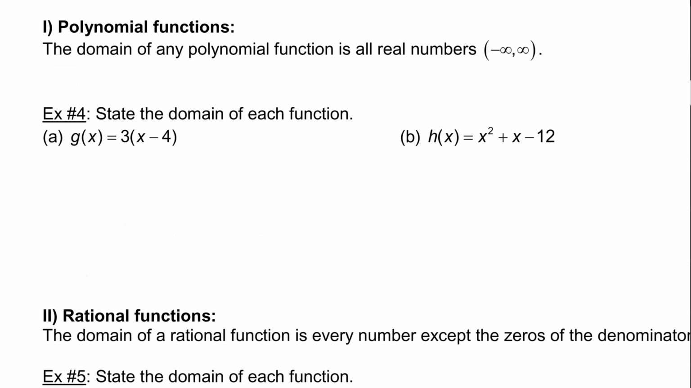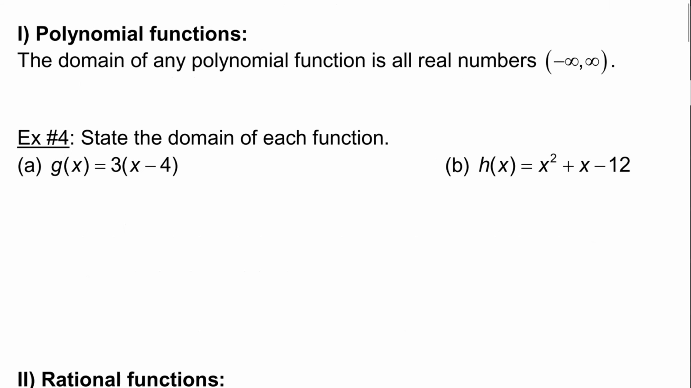We already went over part of this, but a little review. Polynomial functions. The domain of any polynomial function is all real numbers. Polynomials are nice and smooth. It's just a line and it goes on forever. There are no holes, no asymptotes, no jumps like with random piecewise functions. It's just smooth. You can plug in any x value, any real number, into a polynomial. It'll give you a y value. That's why the domain is all real numbers.